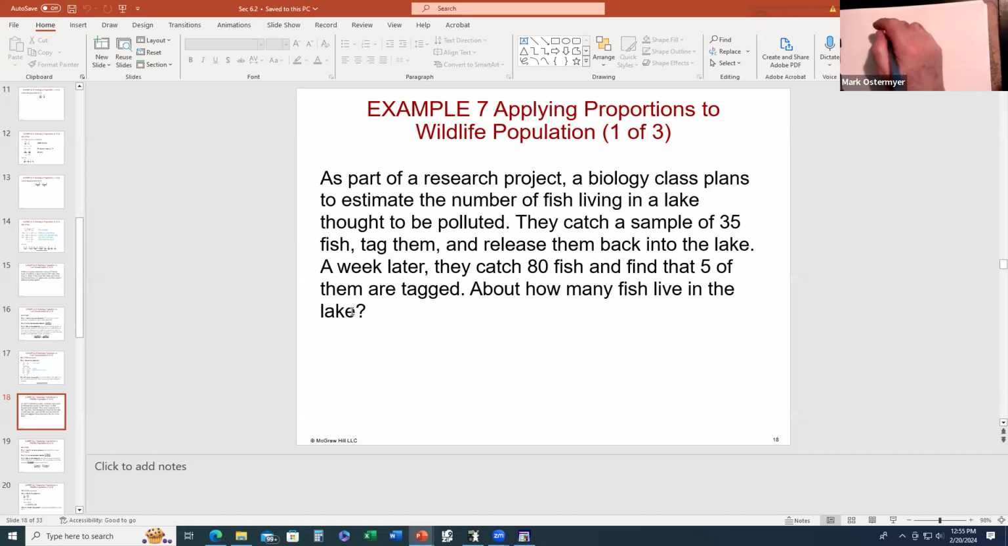So the first time we went out in our boat, we caught 35 fish and we tagged and released them, correct? Okay, so we can set up a proportion here.